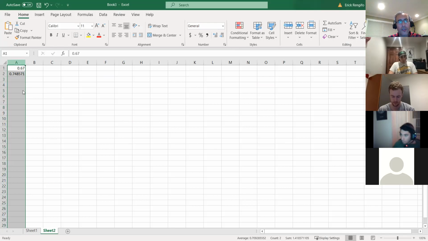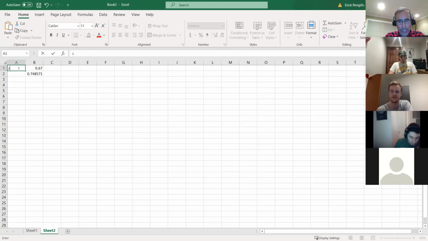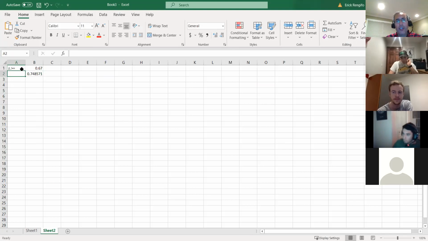So what I have here, this is my Z larger than. Do you agree? So what I have is Z larger or equal than 0.67. So this one here is known as a critical value. Got it? In order to find the probabilities associated to that, what we do is, let me do F2. Let me enlarge this one.